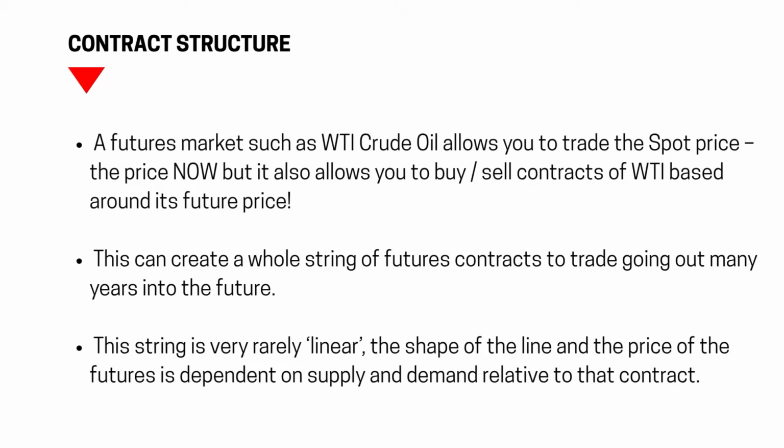Now there's a mathematical formula for coming up with that price. We're not going to go into it in this course. It is quite straightforward though, and that creates a whole string of futures contracts to trade going out many years in the future, and that string is very rarely linear, and it's often in a more wavy line, but the real basis behind the structure of that line is really based around supply and demand relative to that contract.